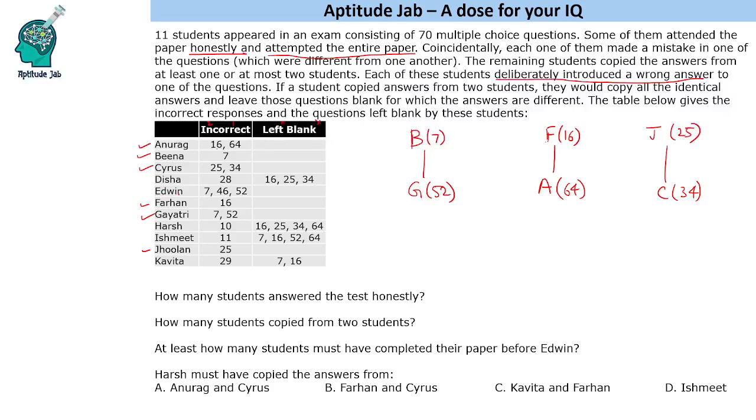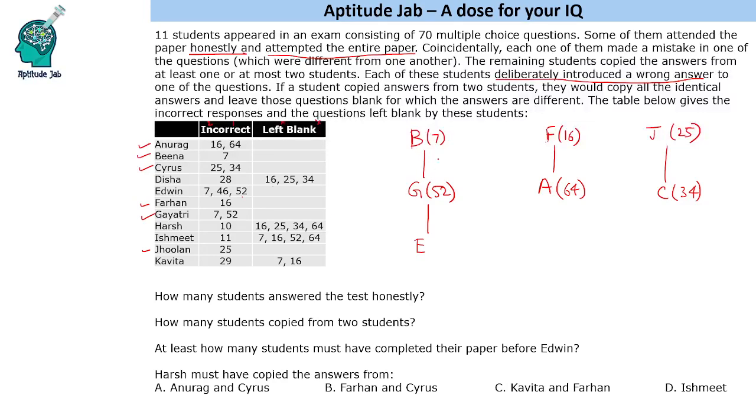Now, if we see this, Edwin did not leave any answer, but Edwin has made three mistakes. So what does that mean? That Edwin must have copied from 7 and 52, because Edwin made these mistakes. So Edwin must have copied from Beena and Gayatri. So basically he copied from Gayatri. So when he copies from Gayatri, he does not know that 52 and 7 are incorrect.